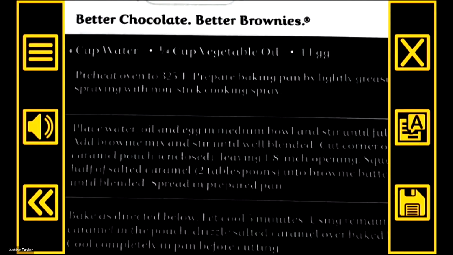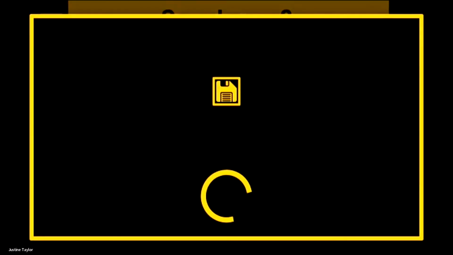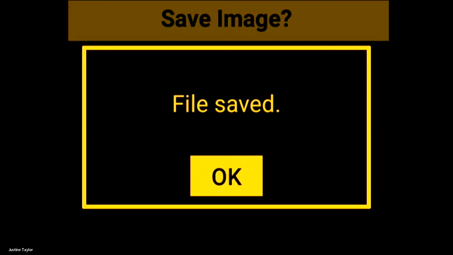Recognize text. Save. And we're gonna save this, and it's gonna ask, do you want to add another page or just save this image? I just want to save it for later. So check once without a check. Next screen. And it says it's saved.